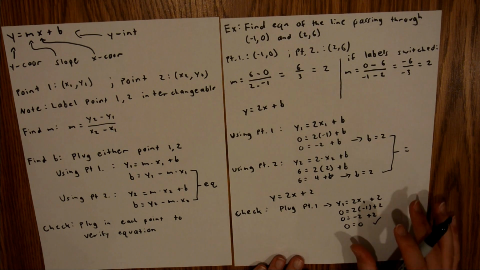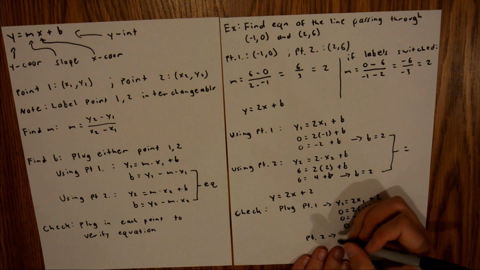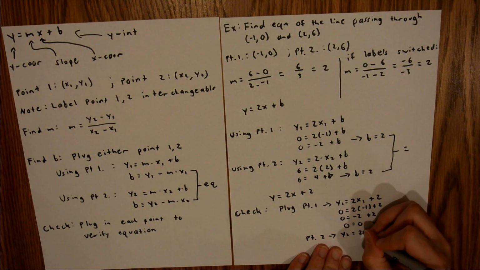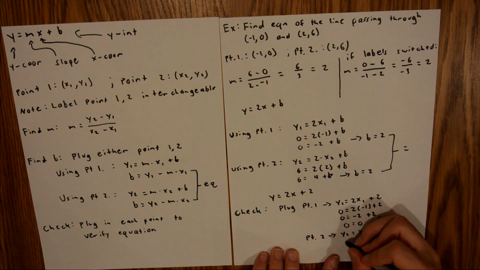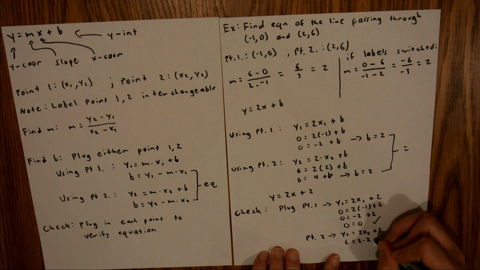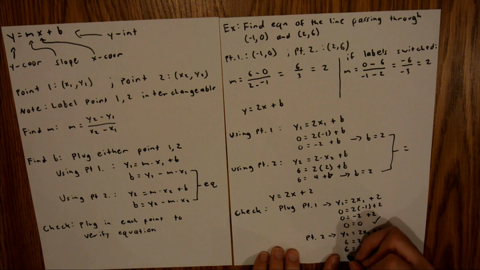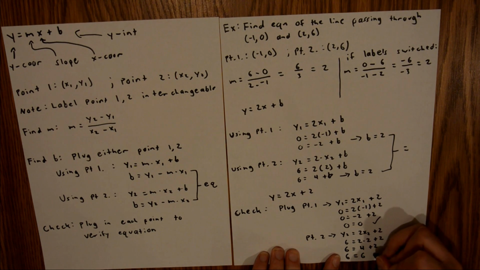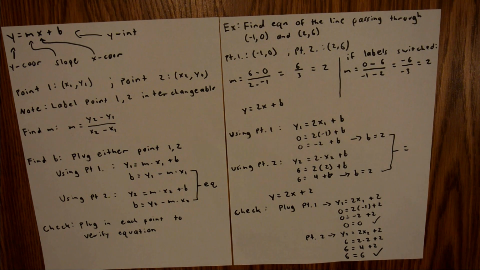And so what we can do is a similar thing with point 2. We'll have y2 is equal to 2x2 plus 2. So if we take this, we'll have 6 is equal to 2 times 2 plus 2. 6 is equal to 4 plus 2, or 6 is equal to 6. Again, that is a true statement. Point 2 checks out, and that is the way that you can verify that the equation that you found is indeed the correct equation for the line that passes through the 2 points that you were given in the problem.